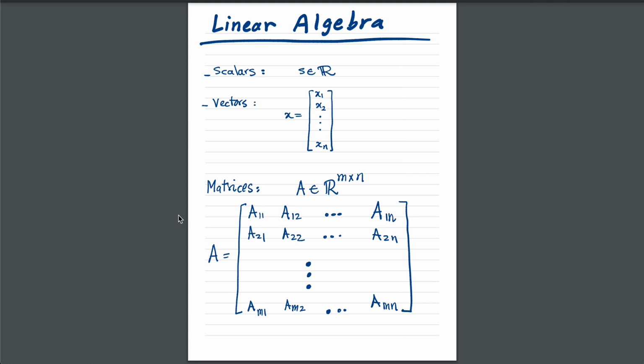Now, a matrix is a 2D array of numbers, and each entry is identified by two indices, which are the row and the column. This is the first row, this is the second row, this is the mth row. This is the first column, second column, nth column. This is an m by n matrix.